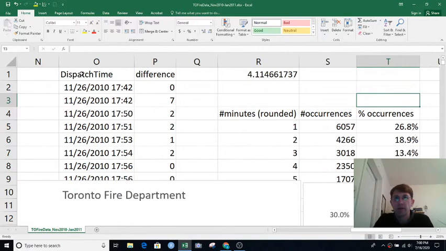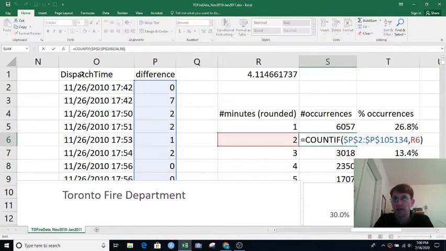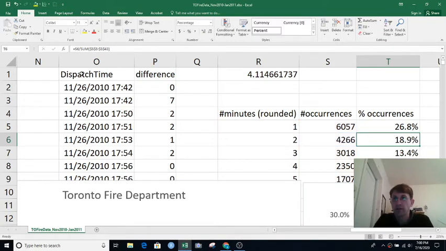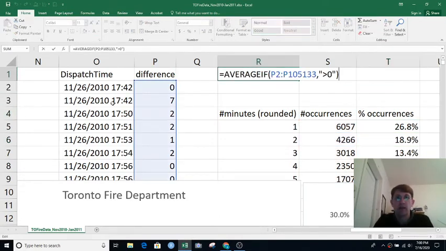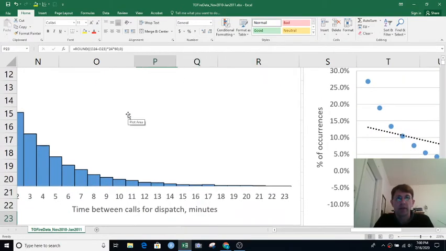And then I made a histogram here. How many of these times from call to call were 1 minute, how many were 2 minutes, how many were 3 minutes. So there's a fun COUNTIF going on there. And then just dividing each number by the total number of calls to get percentages. And here I'm taking the mean of all those. And then here's what the histogram looks like.